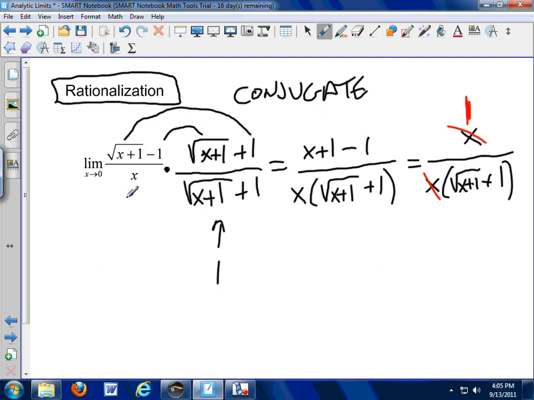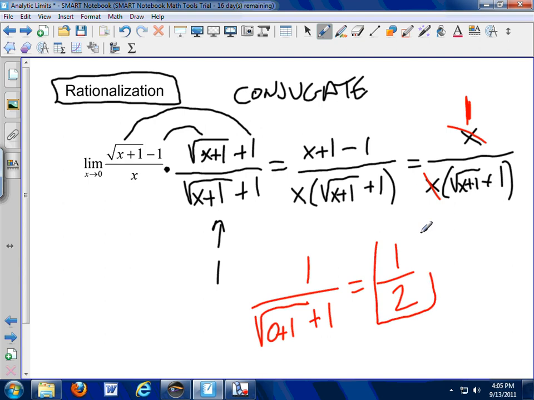But now when I plug 0 in, I get a value. 1 over the square root of 0 plus 1 plus 1. 0 plus 1 is 1. Square root of 1 is 1. 1 plus 1 is 2. 1/2. Lo and behold, rationalization has found us a limit. Okay? Using the conjugate. We'll get some more practice with that as we move forward.